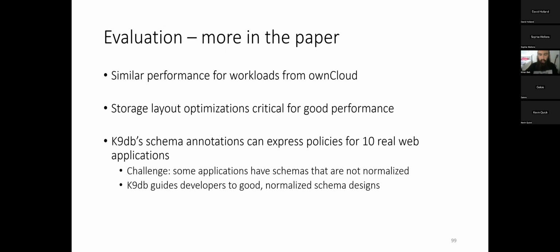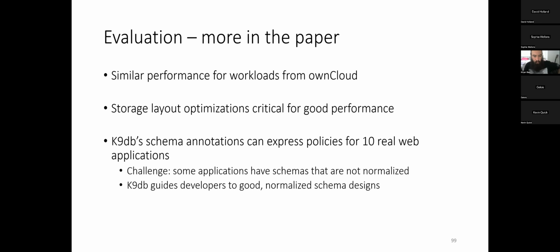Cool. Now, the paper addresses the other evaluation questions that I posed to you in the beginning. We have other experiments that are based on workloads from OwnCloud, a file sharing application, which also show comparable performance to both MariaDB and the MariaDB plus Memcached caching baseline. Our results also show that the K9db storage layout optimizations are critical for achieving good performance. And finally, we found that K9db can capture the compliance policies for 10 real web applications that range from social networks and e-commerce applications to conference submission systems.